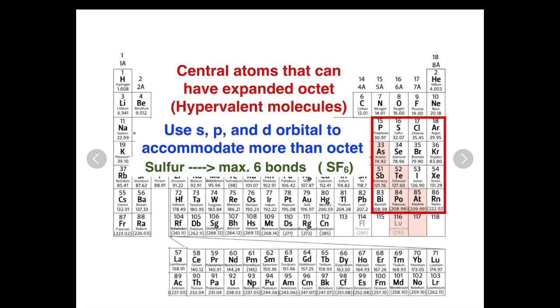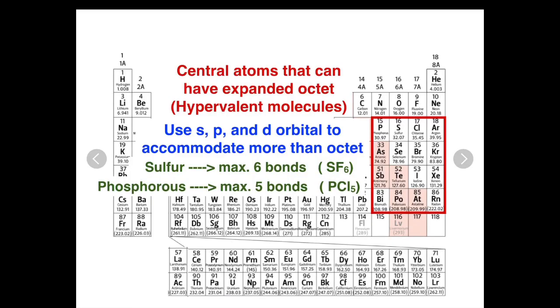So of course it's going to be more than 8 electrons. The reason why it's possible is because it can use the orbital to accommodate more than 8 electrons. Okay, so same thing for phosphorus as well, right? PCl5 is going to have more than 8 electrons for sure.